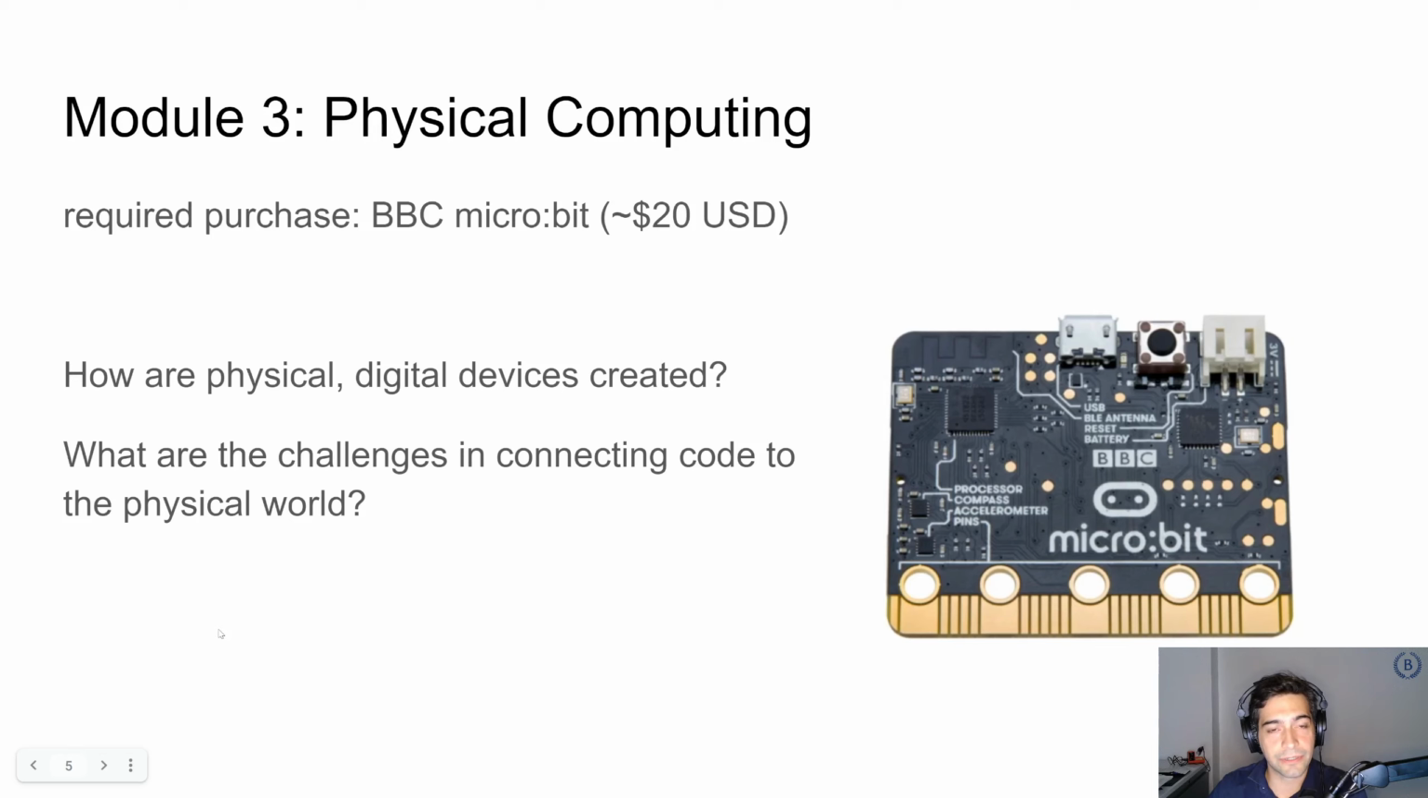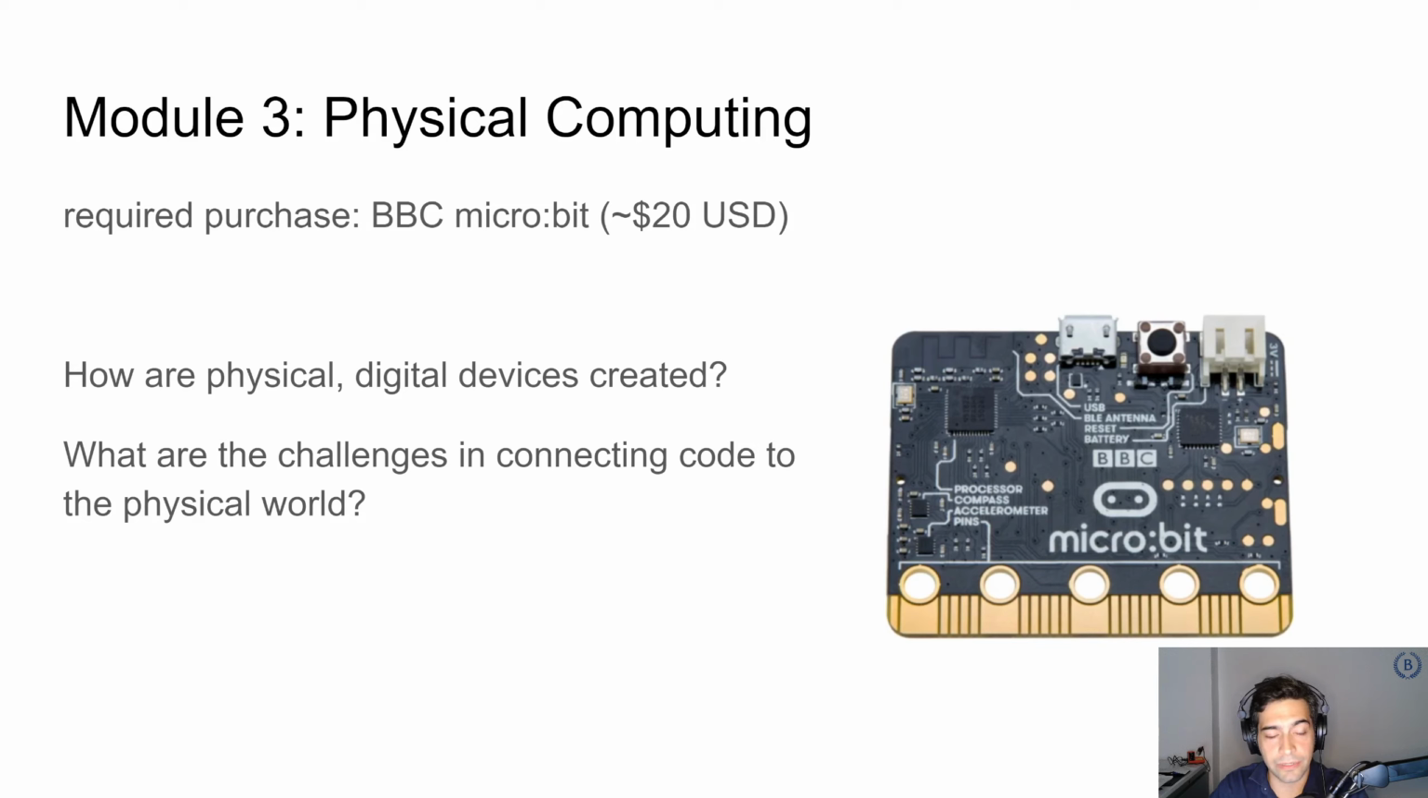Then finally, we're going to be moving on to physical computing. And for physical computing, we're going to be using this microbit here. It has, as you can see here, a compass, an accelerometer. It has, I think, a temperature sensor, a microphone, some buttons on it. Lots of fun stuff to play with. This will be a required purchase for this context. It costs about $20, and you'll want to get that well ahead of time for the course.